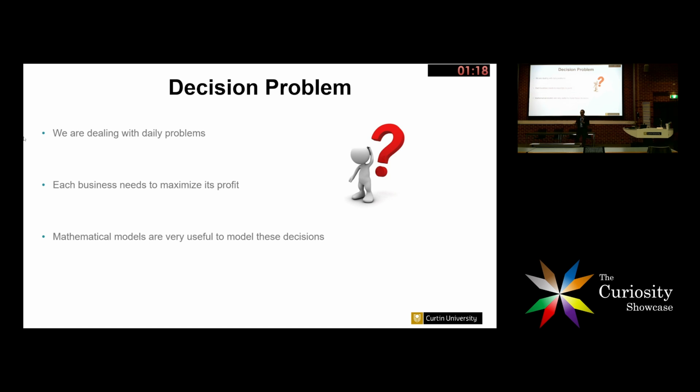The same thing happens for different businesses and companies. They try to consider all of the limitations, all of the operational limits, and find the best solution for their businesses. This is very important for these companies to maximize their total profit. So mathematical models are very important and useful in order to model these problems and find the best solution or optimal solution in order to have the best outcome at the end.